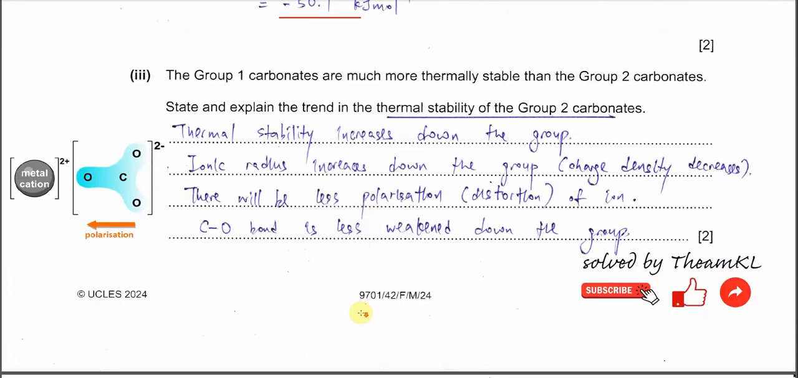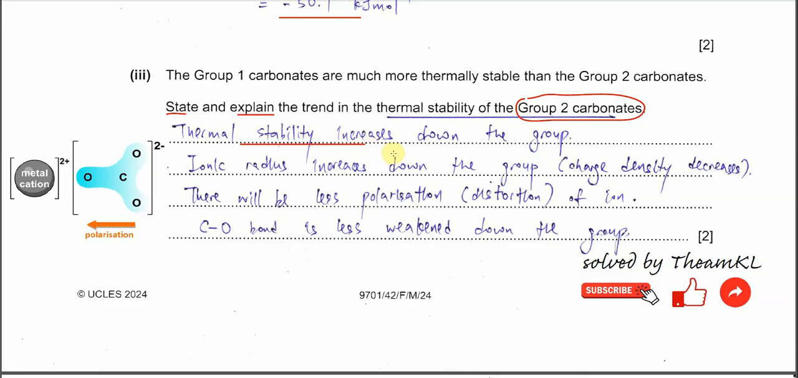Okay, part 3. The group 1 carbonates are much more thermally stable than group 2. State and explain the trend in the thermal stability of group 2 carbonates. Because it's asking state, you must say down the group the thermal stability increases or decreases. After that, explain. Only 2 marks. So down the group, everyone should know that the thermal stability increases, which means it is harder to decompose.